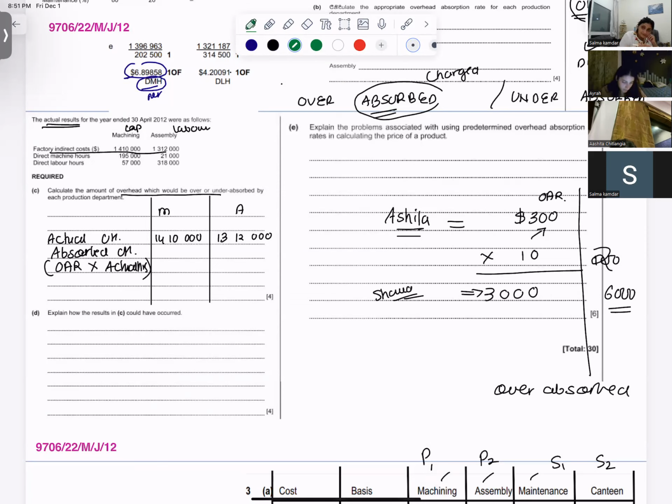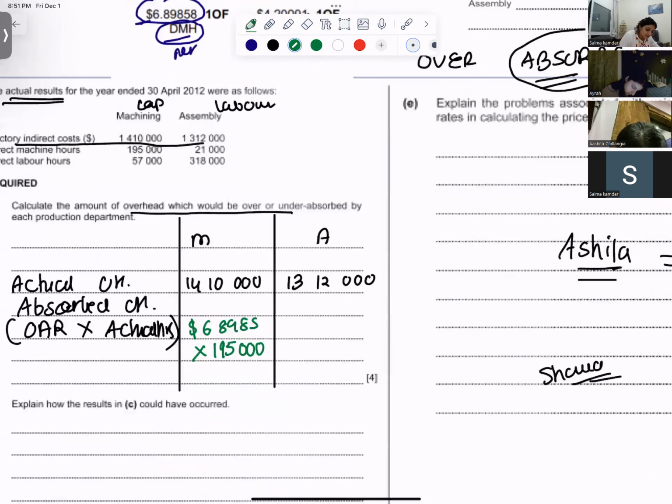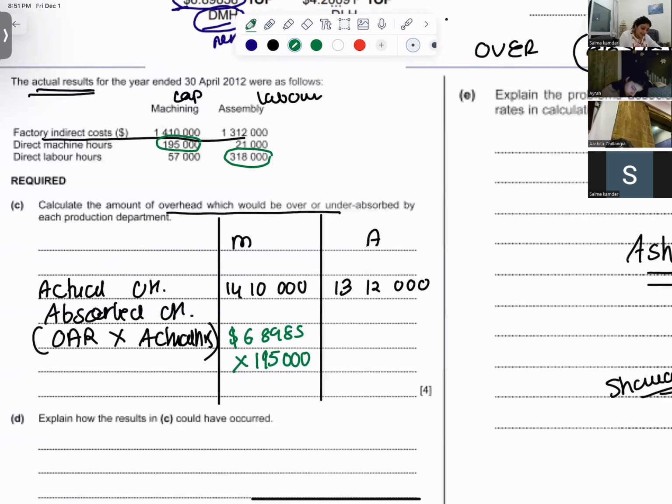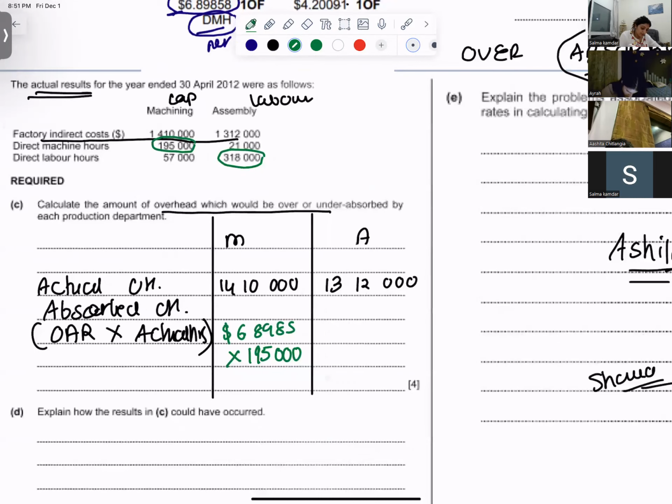Yes, but didn't you already find that overhead absorption rate? So our overhead absorption rate is $6.8985. That was based on my budgeted hours. But now I have the actual hours, so I will multiply it with the actual hours. Okay. So machining department is what intensive? Machine intensive. So I will take which hours into consideration? Machine hours. And for assembly, I will take which hours into consideration? Labor hours. So my absorbed overheads is how much for machining department?